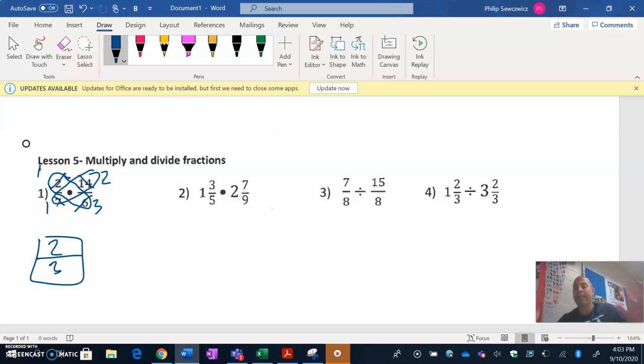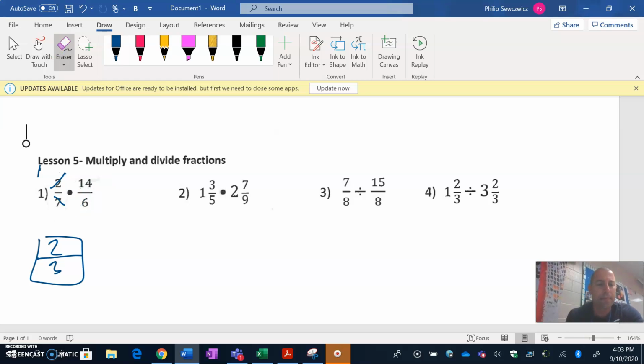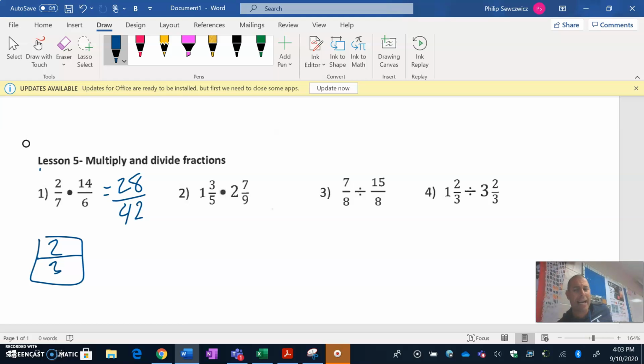Now, if we don't make use of cross division, the simplifying. So check it out. If you go back in time, you would end up getting 2 times 14, and you'd get a 28. And then 7 times 6, you get a 42. And now you have to simplify from there. Not outrageous, but at the same time, I'd rather be dividing with the 2 and the 6 and the 7 and the 14 than the 28 and the 42. Let's go to the second problem.